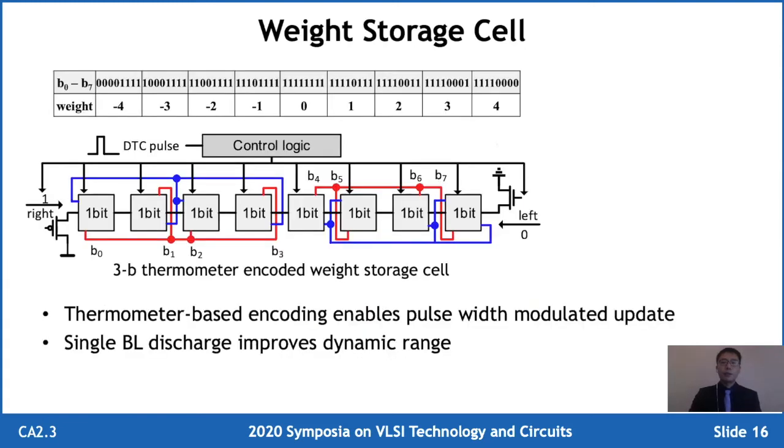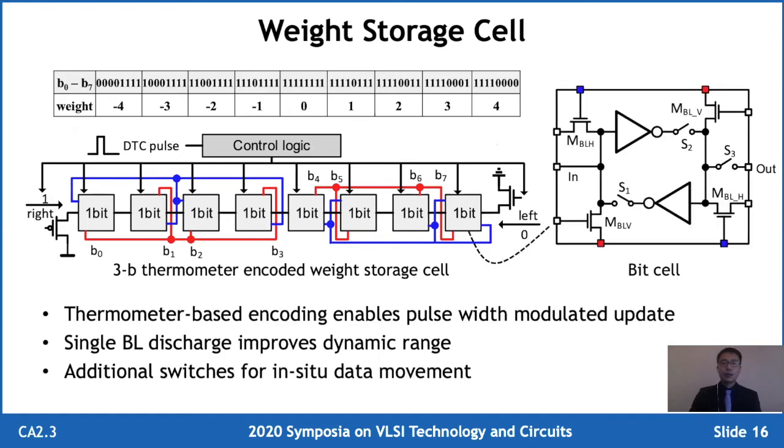To enable in-memory update, the weights are encoded in a thermometer manner, and the mapping is shown in the table on the left. The weight storage element consists of 8 sequentially connected 1-bit storage cells, control logic, and a pull-up and pull-down transistor at the edges. The bit cells are connected so that only 1 bit line is allowed to discharge to improve dynamic range. The circuit for each bit line bit cell is shown on the right.